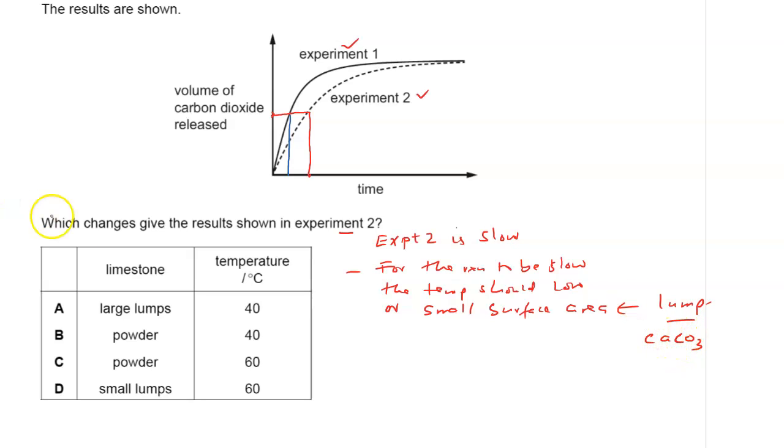So the limestone should be in lumps, right? If it is in powder, then the reaction will be faster. Even so, it should be large lumps, and the temperature should be less. Of course, between 60 and 40, this is less. So that's why the answer is A right there.